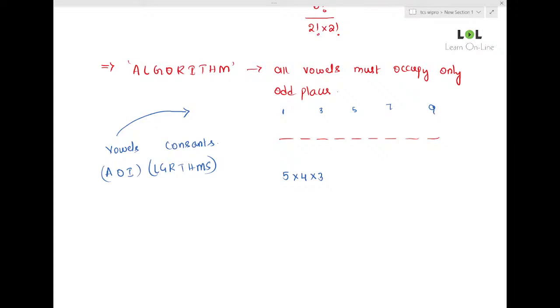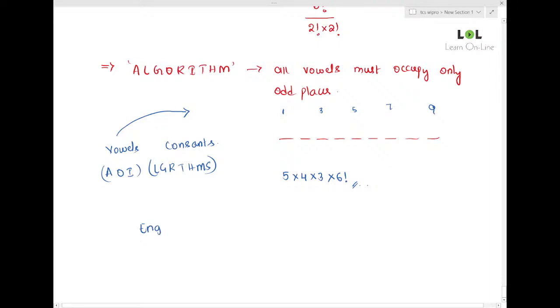Agree? For 6 places, there are 6 consonants. How do you arrange 6 letters in 6 places now? Anybody? 6 factorial. That's all. This is my answer. So 5 into 4 into 3 into 6 factorial, that would be the final answer. Okay. So what if the same condition is for engineering?